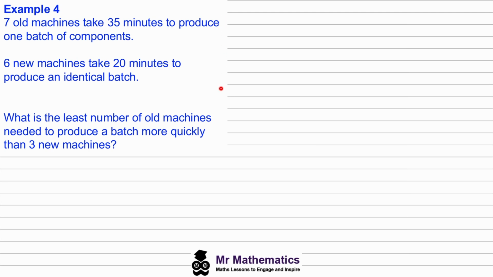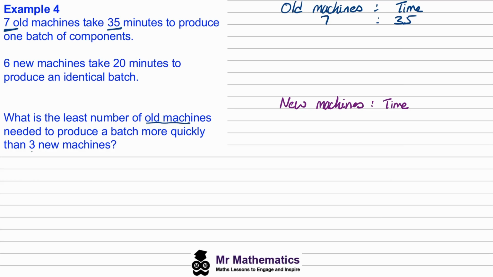So do you want to read through example 4 and then give it a go? You can pause the video and come back when you're ready. So I've written the ratios. It takes 7 old machines 35 minutes. And we want to work out the least number of old machines to produce a batch more quickly than 3 new machines. And for the new machines, we've got 6 to take 20 minutes. And we want to work out the time taken for 3 new machines.